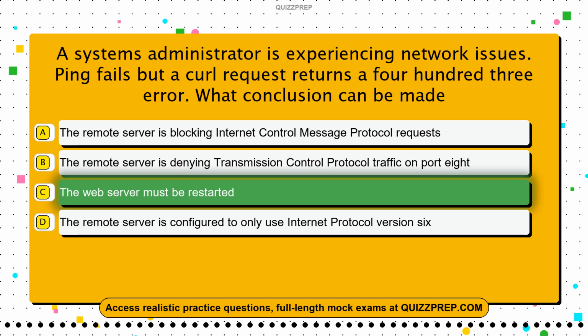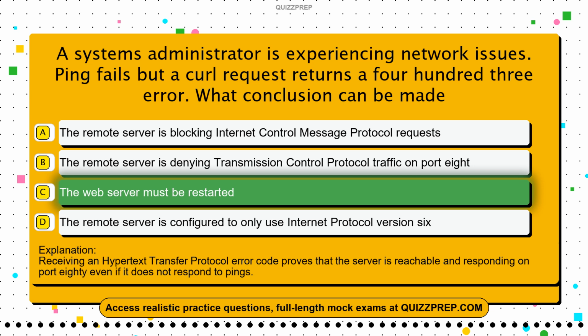The correct answer is option C. The web server must be restarted. Receiving a Hypertext Transfer Protocol error code proves that the server is reachable and responding on port 80 even if it does not respond to pings.